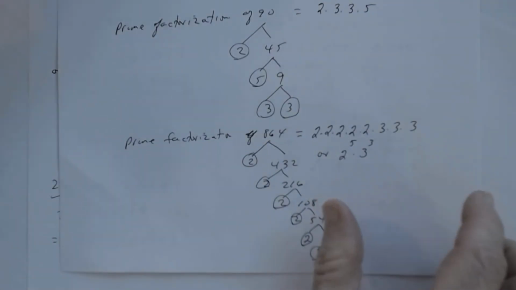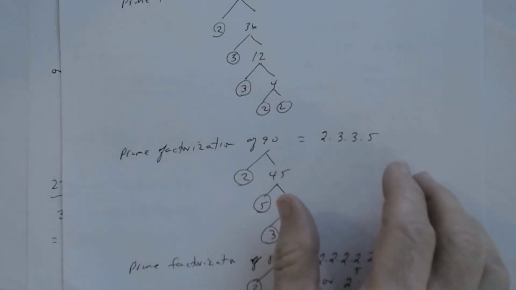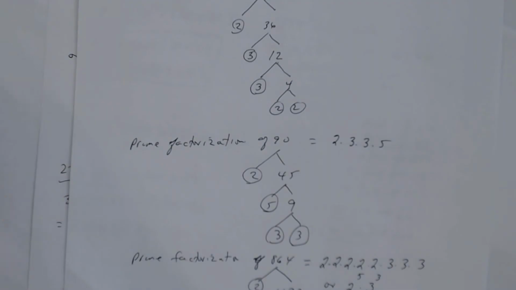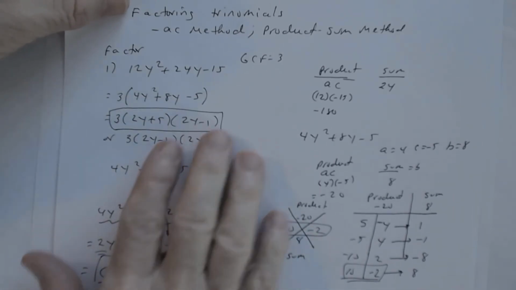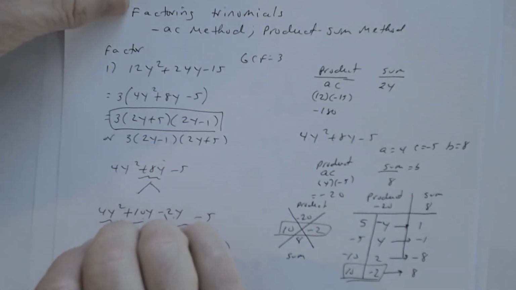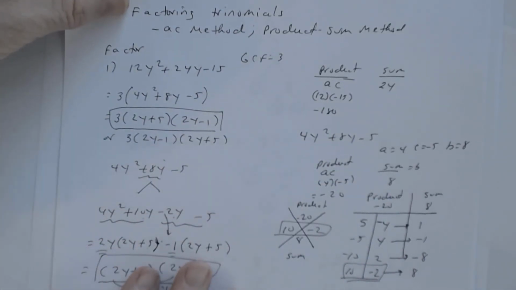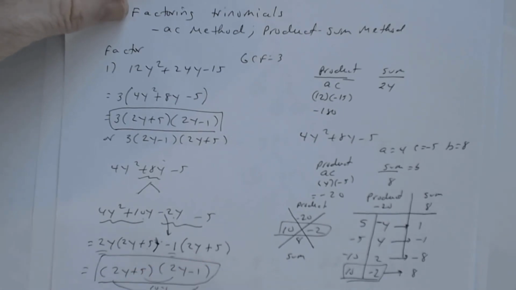Okay, so that is going to be the end of our lesson on using the AC method, and this was part 2 where the GCF was other than 1. So using the AC method on factoring trinomials. Okay, so that's the end.